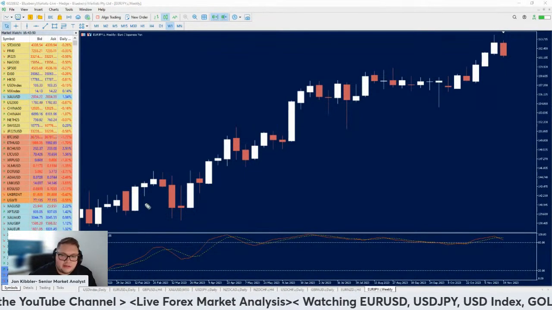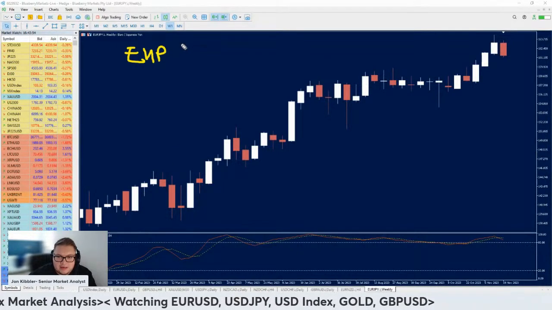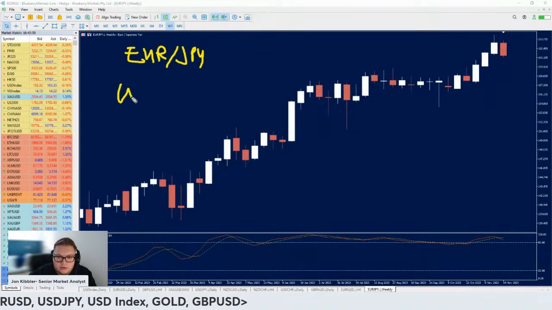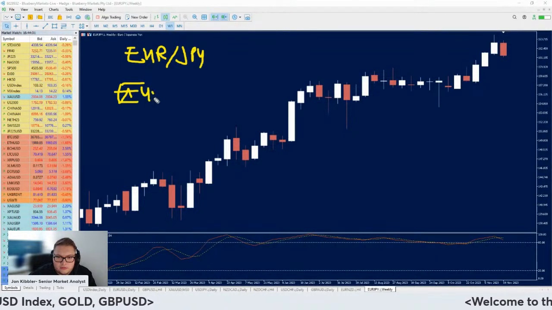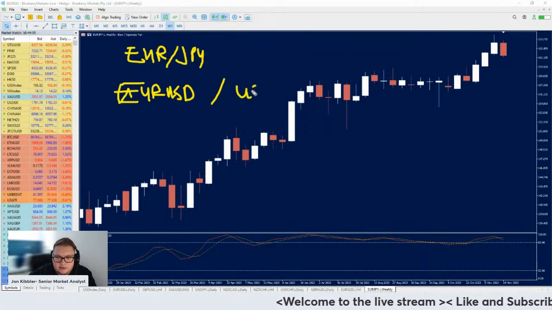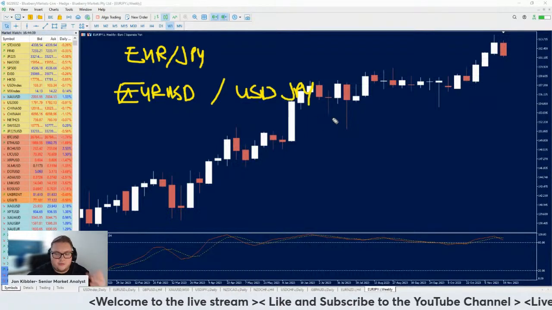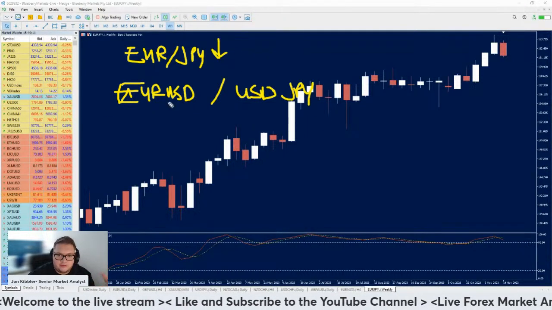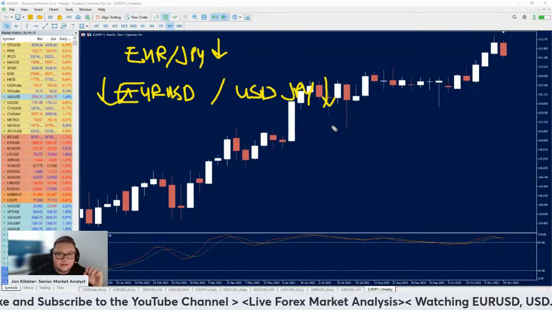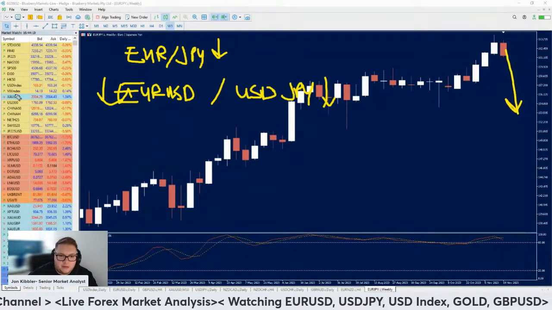Because we always have to remember that when we trade euro yen, we are technically trading euro, US dollar, versus dollar yen. Okay, and essentially what we want to see for euro yen to move lower is euro dollar move lower and dollar yen move lower. Okay, so that's the picture we want in order to be a seller of this market.